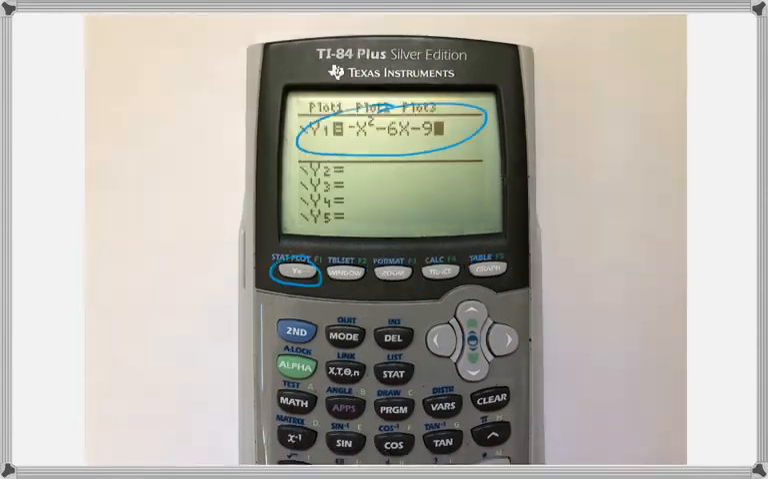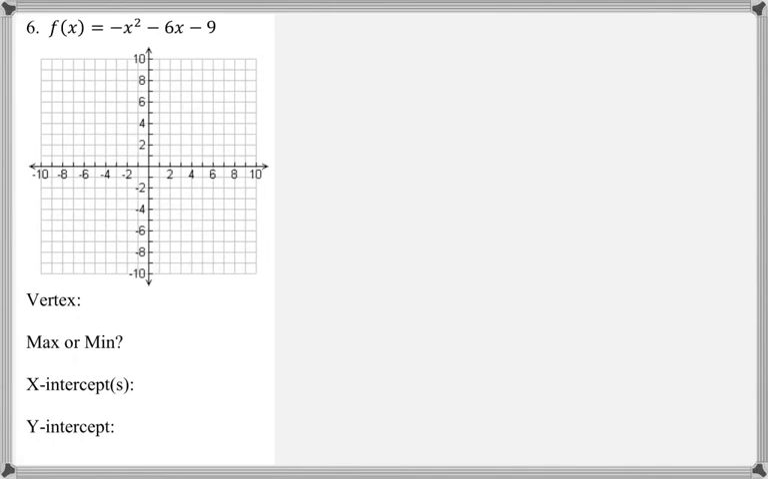So let's go put that back into our answer. And our vertex is a maximum. So right there.